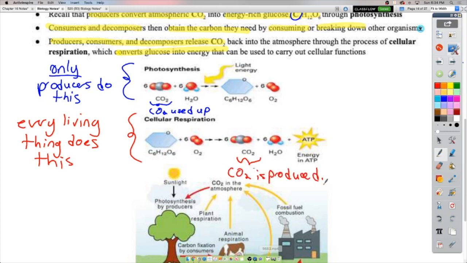So the only things that can lower carbon dioxide in the atmosphere are producers. Everything else can only increase it, right? We are only capable of increasing the CO2. Only producers can do photosynthesis. So only they can lower the concentration of CO2 in the atmosphere.